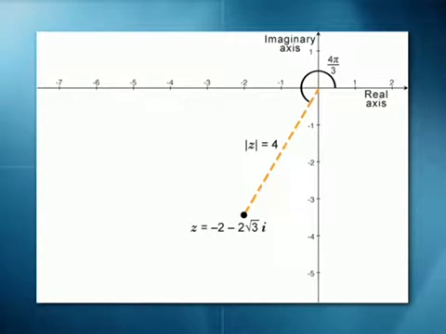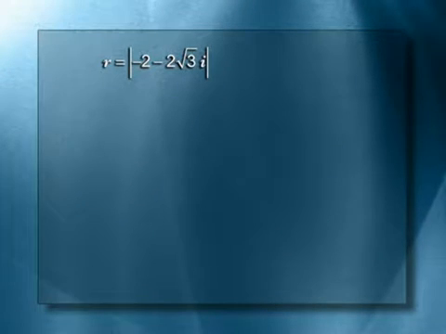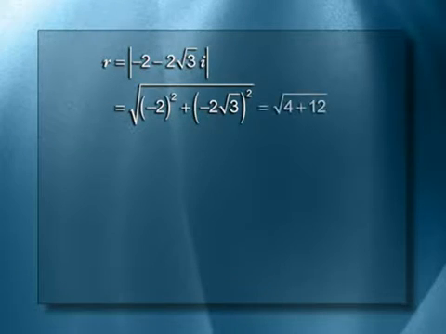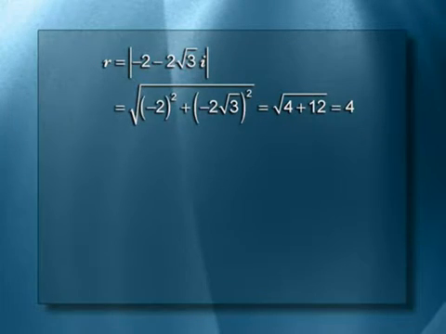First of all, what's the length of this complex number? Its modulus. Well, it's the absolute value of -2 minus 2 square roots of 3 i. That's the square root of -2 squared plus the quantity -2 square roots of 3 all squared. And that's the square root of 4 plus 12. That equals the square root of 16, or 4.